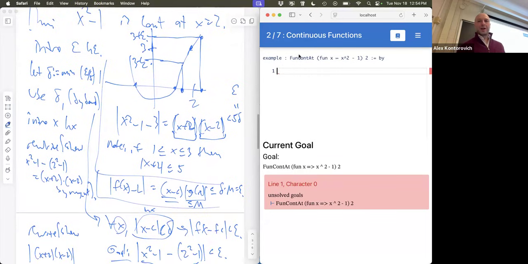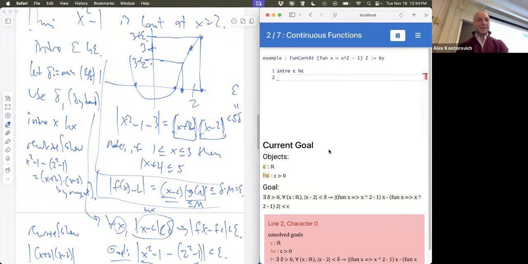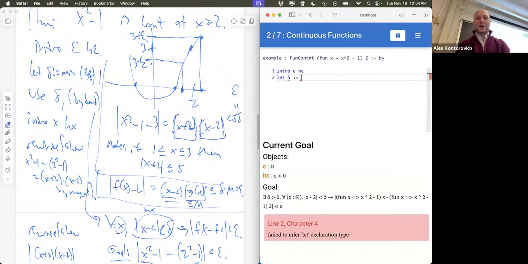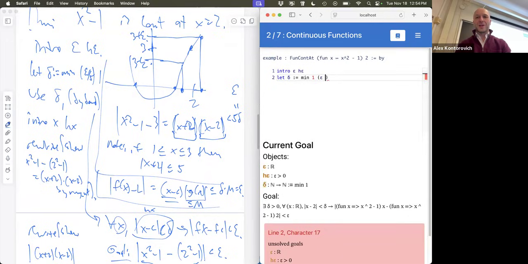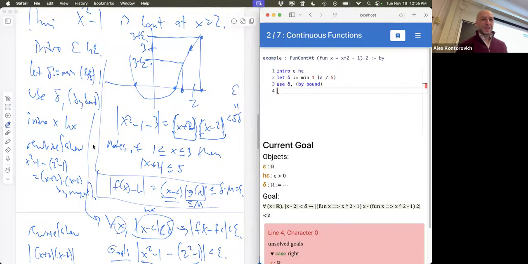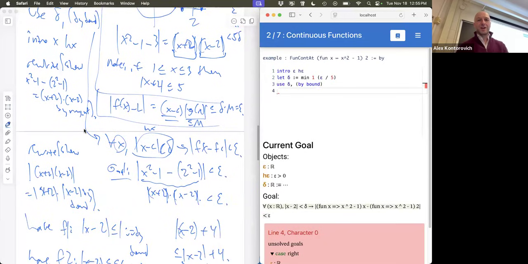All right, we want to show that x squared minus 1 is continuous at 2. Intro epsilon h epsilon. Great, there exists a delta. Let delta be, should I just use or let? Let's do a let. Minimum of 1 and epsilon over 5. Okay, so we have our delta. Use delta, and let's see if by bound we'll do it. You did it. No red stuff. Okay. Intro x hx. So we're here.